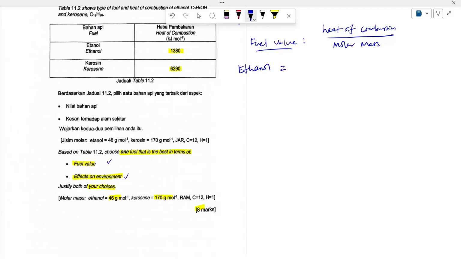First we calculate for ethanol. The heat of combustion is 1380 divided by the molar mass, 46. So you will get 30 kilojoule per gram. Then how about the kerosene? It's 6290 kilojoule per mole. Molar mass is 170. So you get 37.0 kilojoule per gram.